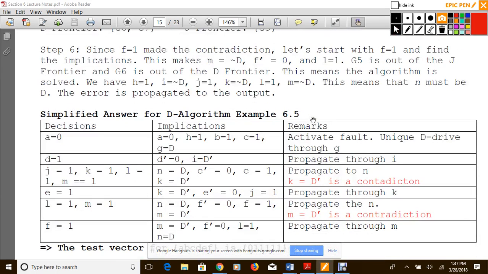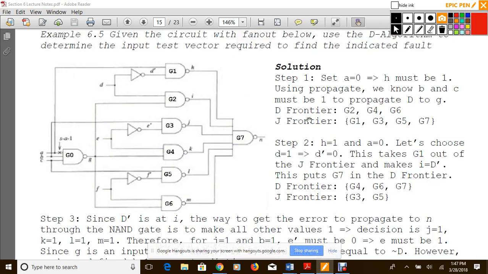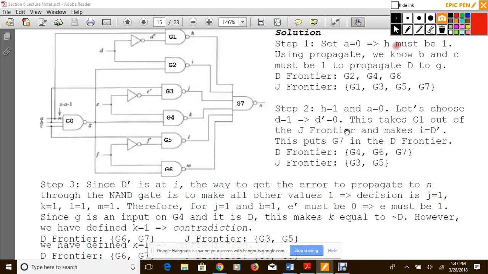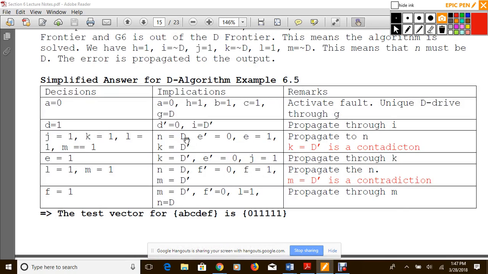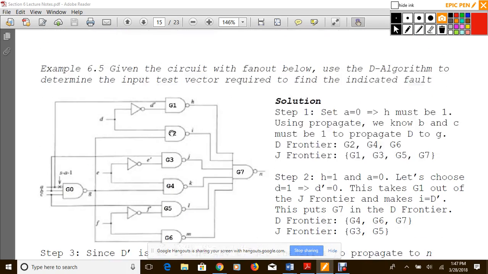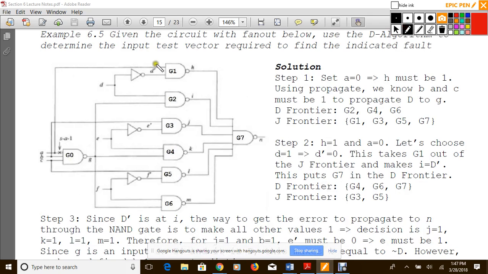Next step, we went through and we did D is equal to 1, and the reason we chose D is equal to 1 is because we knew that we had a 0 here. In order to get a 1 on the output, this has to be a 1, and therefore this has to be a 0. Yep, D is equal to 1. Let me make sure I'm doing this right. Okay, so A is equal to 0, and we need a 1 on the output. That means D bar has to be equal to 1 and D is equal to 0.